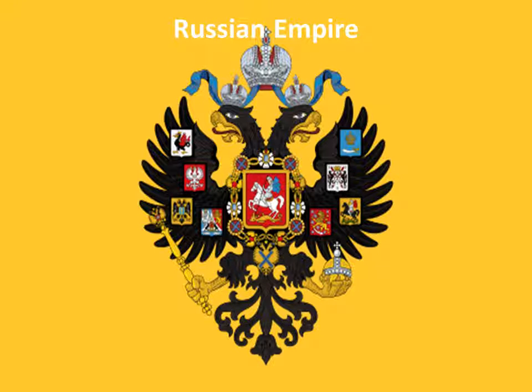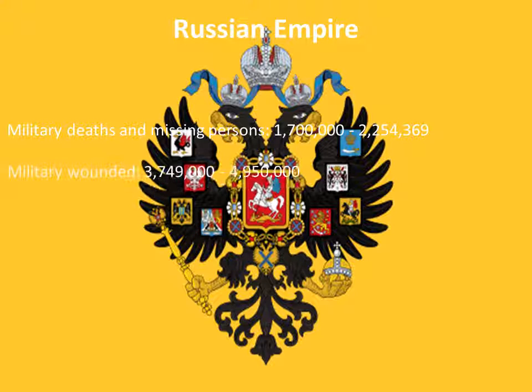The Russian Empire. The Russian Empire's military deaths and missing persons are numbered at 1,700,000 to 2,254,369. Military wounded are numbered at 3,749,000 to 4,950,000. Civilian deaths and missing persons are numbered at 410,000.